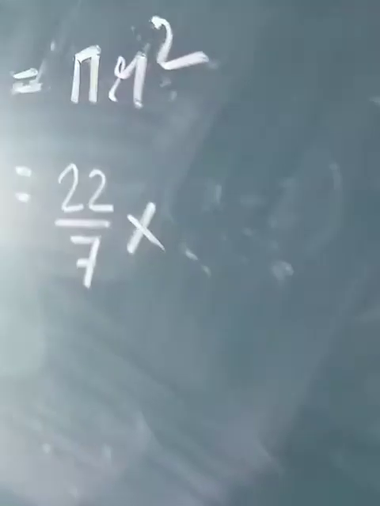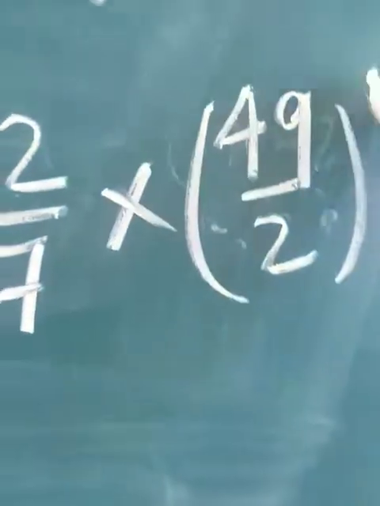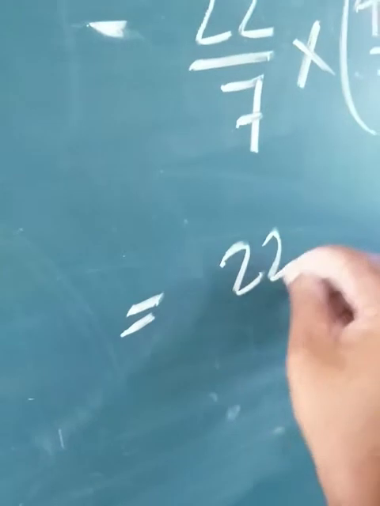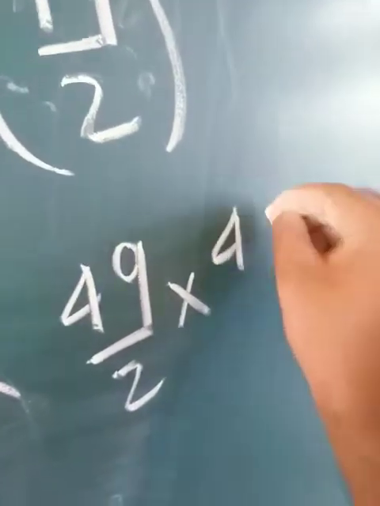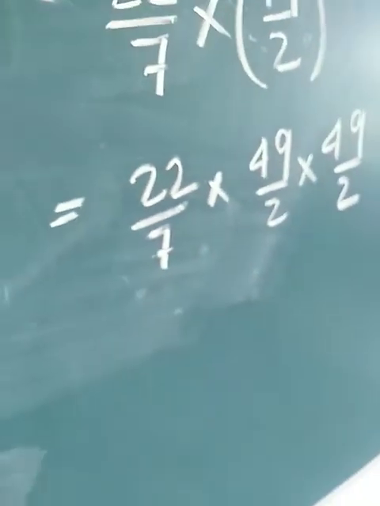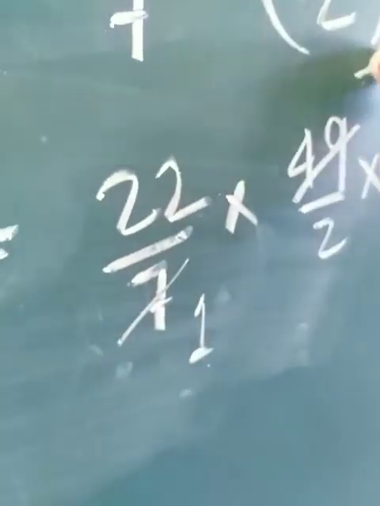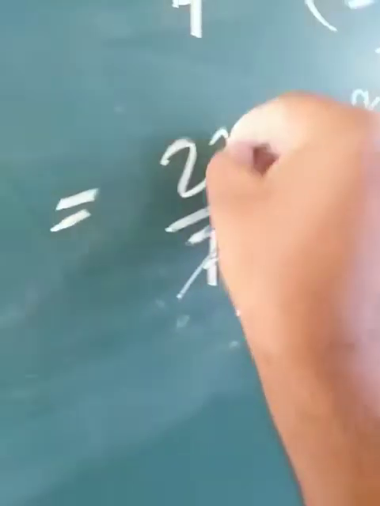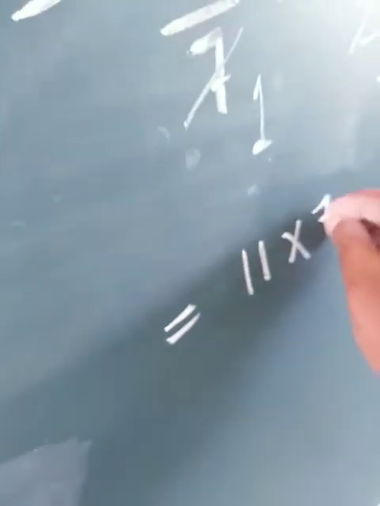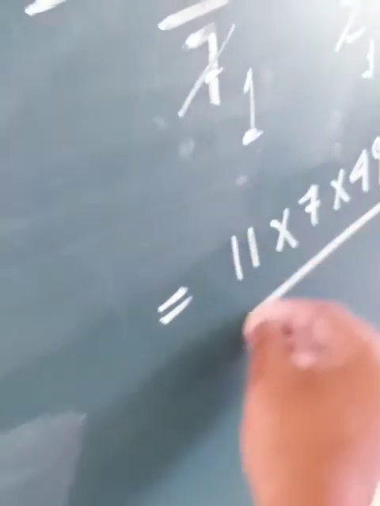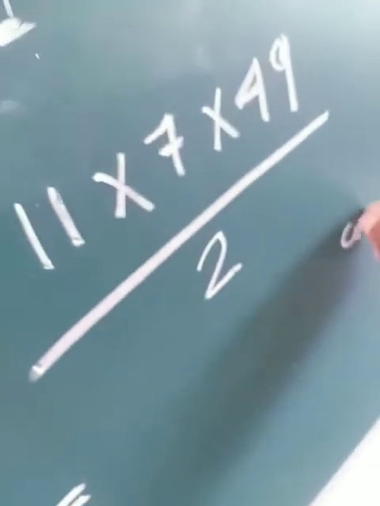So in place of r we'll put 49/2, and it is whole square, isn't it? Now again we have to write it in the expanded form, that is 49/2 into 49/2. Now see, it will be very easy. You can easily reduce it. 7 1s are 7, 7 7s are 49, 2 1s are 2, 2 11s are 22. Now no more numbers are there. So 11 into 7 into 49, and whatever the product would be, you have to divide it by 2. Give your answer in centimeter square form.